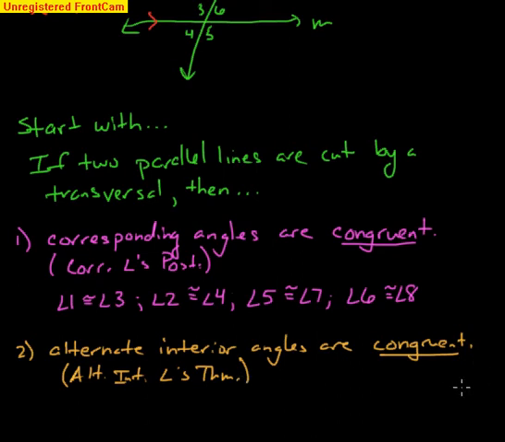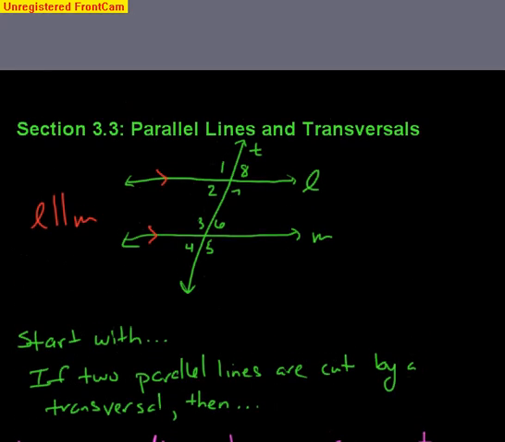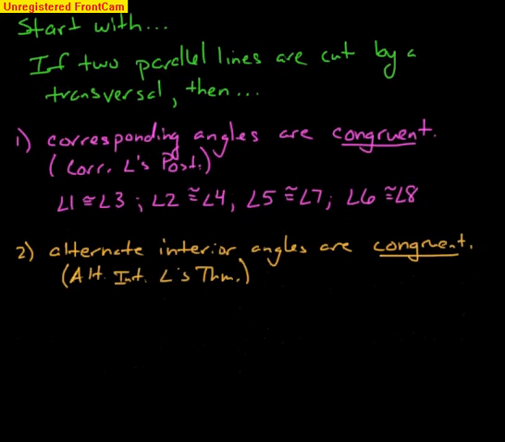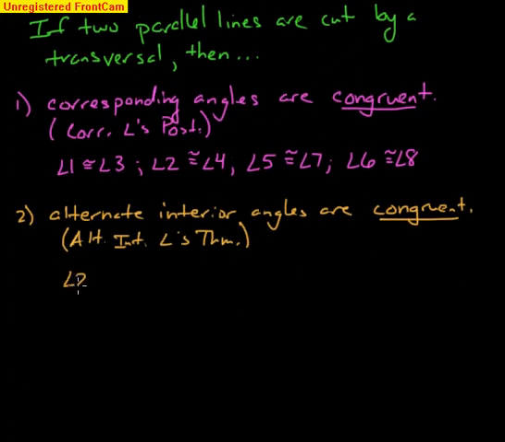So I got to kind of go up to the top again, and I got to show you, okay, what are the alternate interior angles? Well, we're looking for angles in between the parallel lines on alternate sides of the transversal. So we're looking at 2 and 6 and 3 and 7. Angle 2 and angle 6 are going to be congruent, and angle 3 and angle 7 are going to be congruent. So there's the alternate interior angles theorem. Next one.